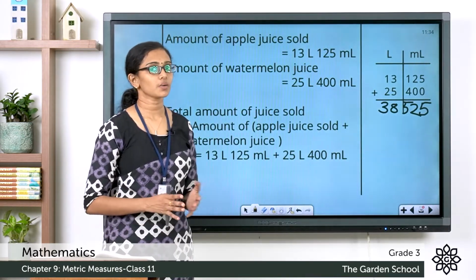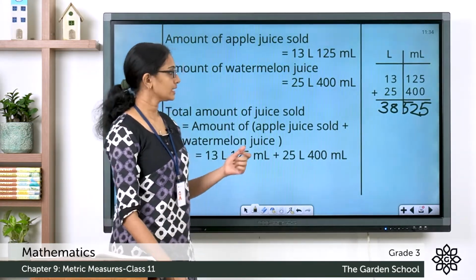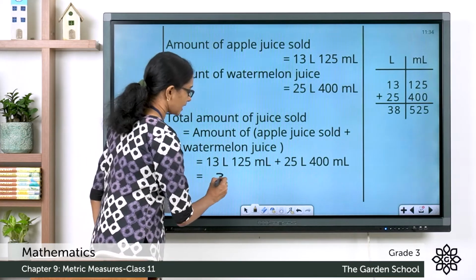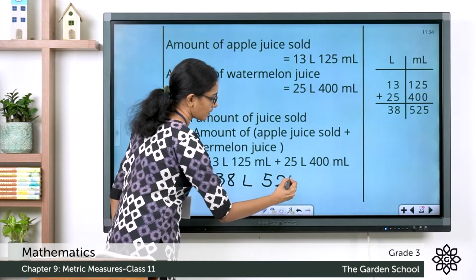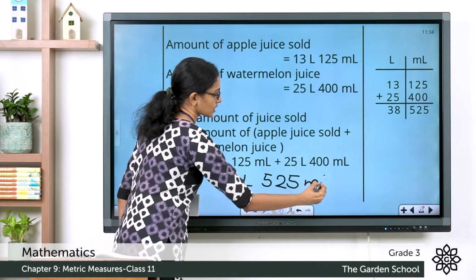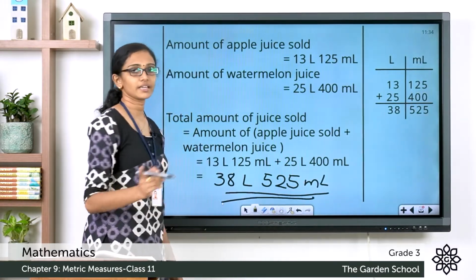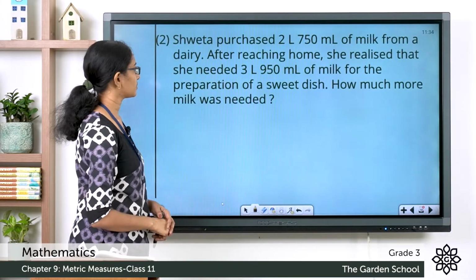So what is the total quantity of juice sold in a day? It is equal to 38 liters and 525 milliliters. So, I hope this is clear to you. Now, we'll see one more example.